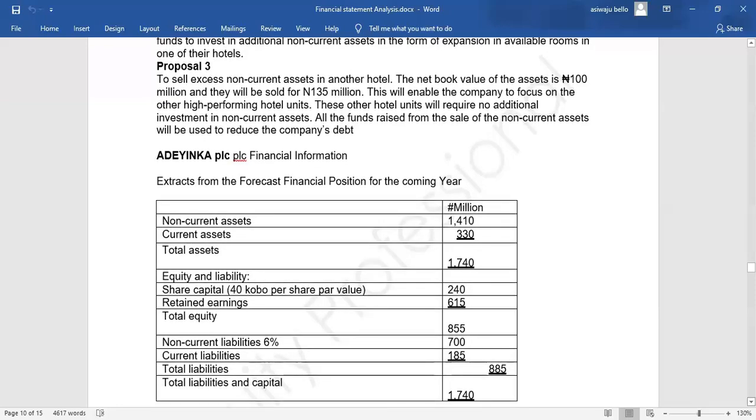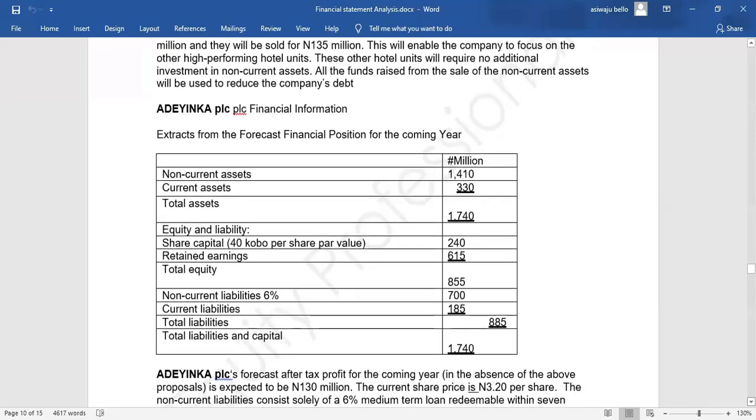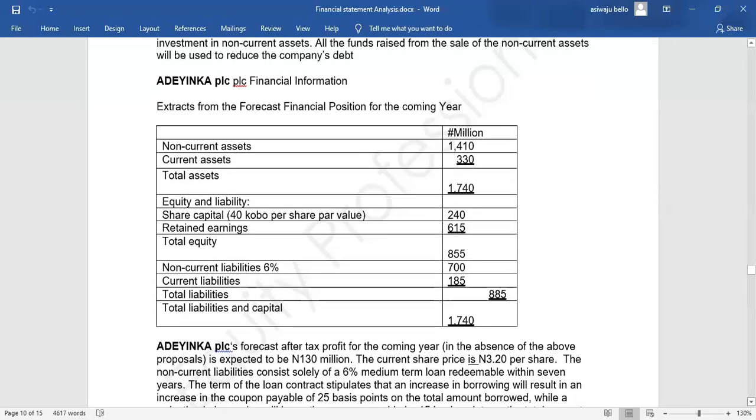Adeyinka's financial information. We have the non-current assets, the current assets, total assets, equity and liabilities. We have share capital, retained earnings, total equity, non-current liability 6%, amount 700 million, current liability 185 million, total liability is given. Then we have total liability and capital.